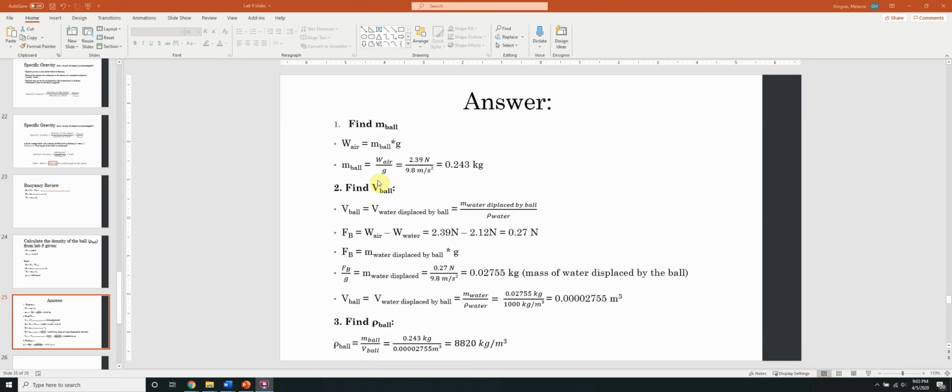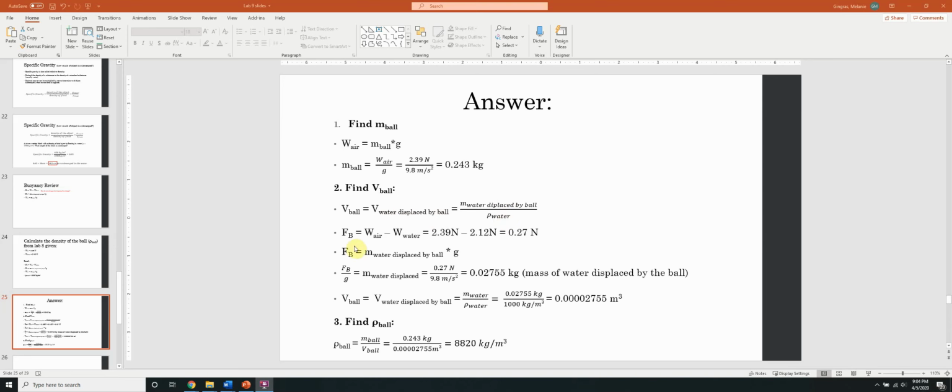Number 2, we're going to find the volume of the ball. This one's a little bit more complicated. It just takes a little more thinking. The volume of the ball is equal to the volume of water displaced by the ball. The volume of water displaced is equal to the mass of the water displaced divided by the density of the water. We've just taken the density equation, mass over volume, and rearranged it to solve for volume, which is mass over density.